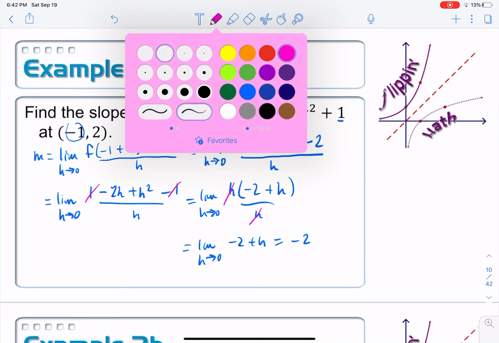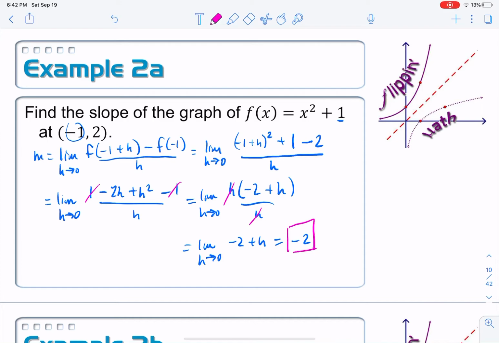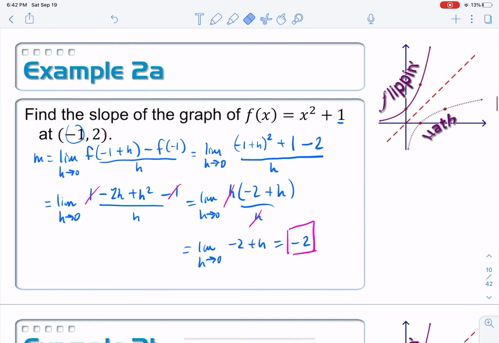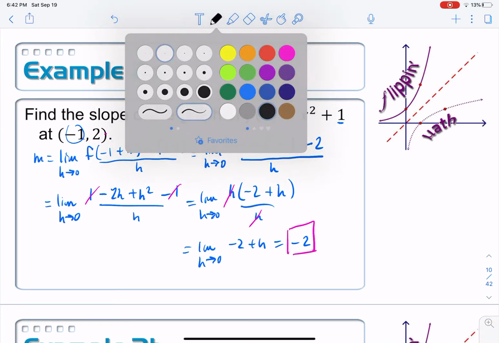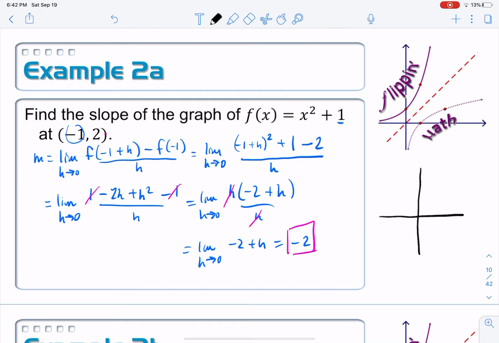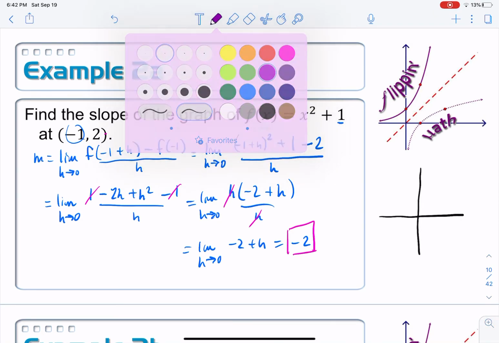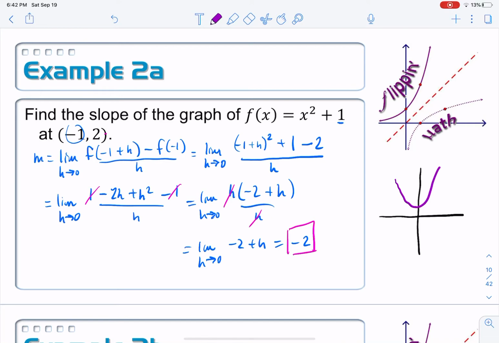Hey, let me ask you a question. What did we just find? We found the slope of the graph at this particular point. So if I were to graph a parabola, in this case it is the parabola. Why am I on pink? Let me change this. I've got all of these colors, this big box of crayons. I can change the colors up a little bit. All right, so here's my parabola.